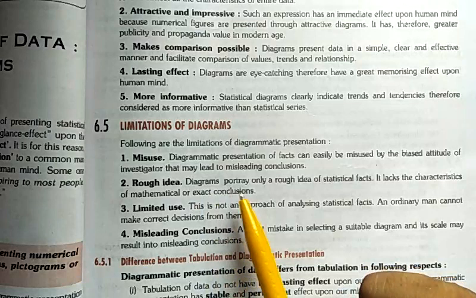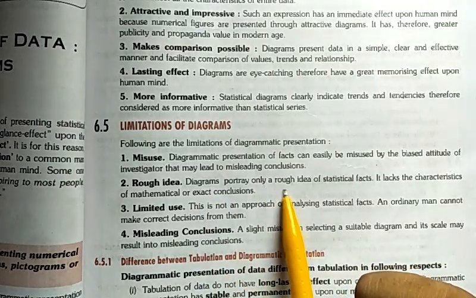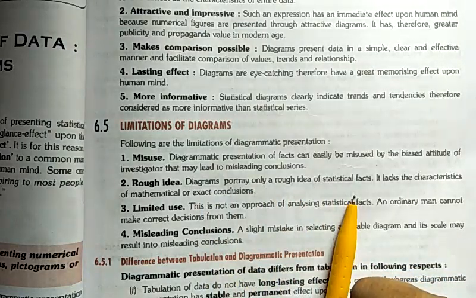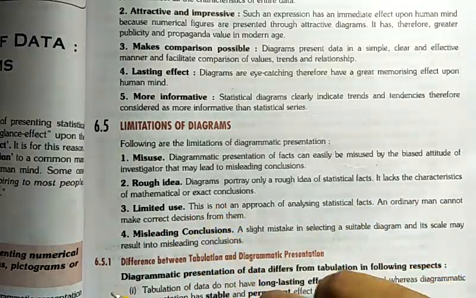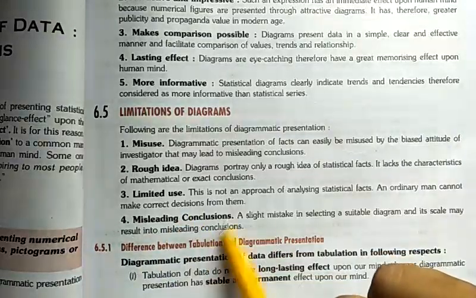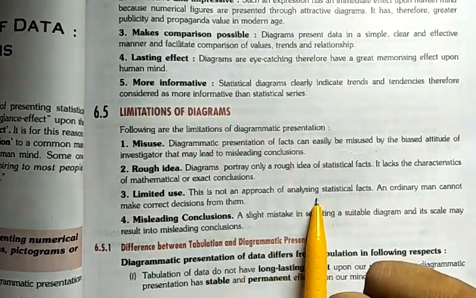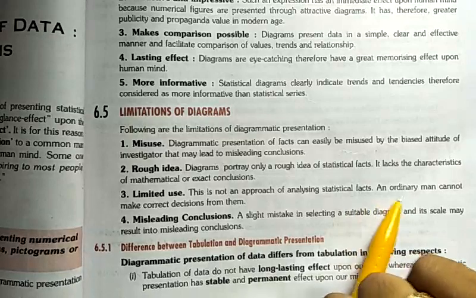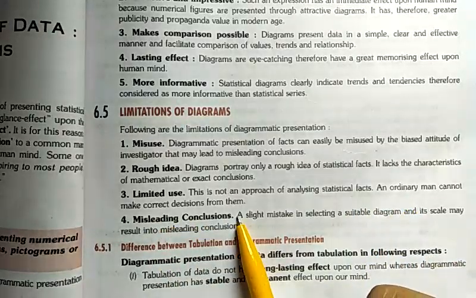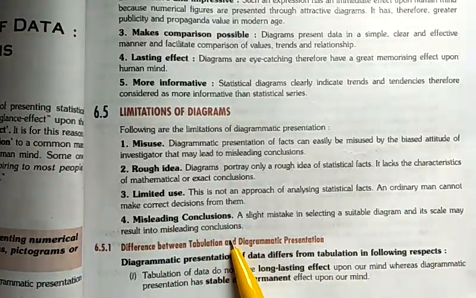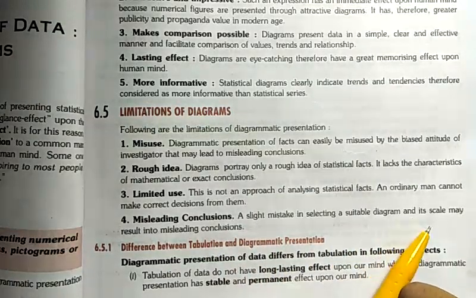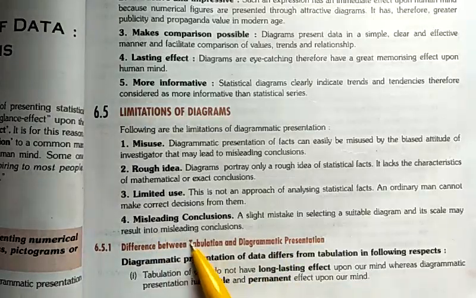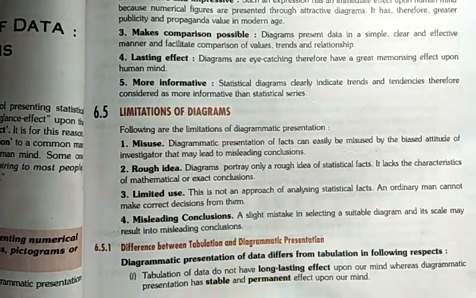A rough idea. Diagrams portray only a rough idea about the statistical fact. Okay, it lacks the characteristic of mathematical and exact conclusions. Limited use. This is not an approach of analyzing statistical facts. Okay, an ordinary man cannot make correct decisions from them. Misleading conclusions. A slight mistake in selecting a suitable diagram and its scale may result in misleading conclusions. So these are the limitations.